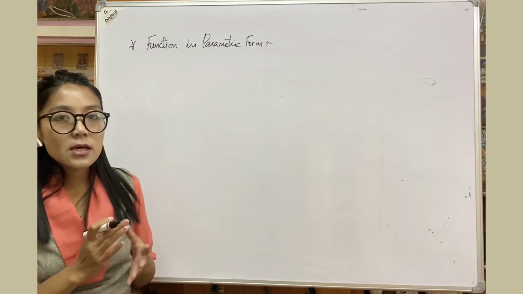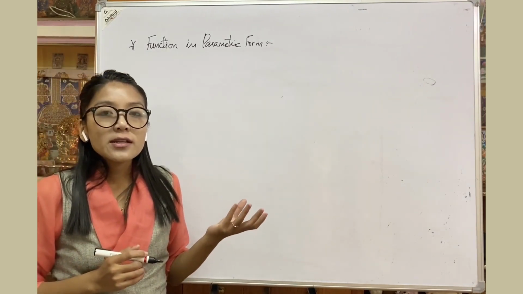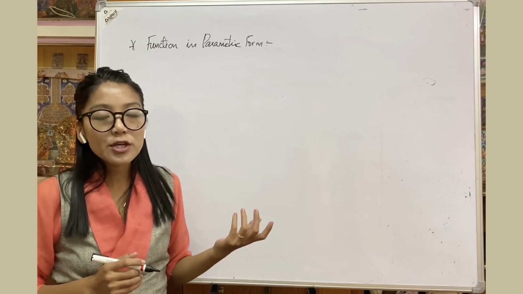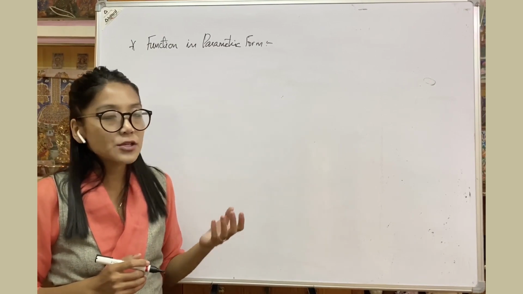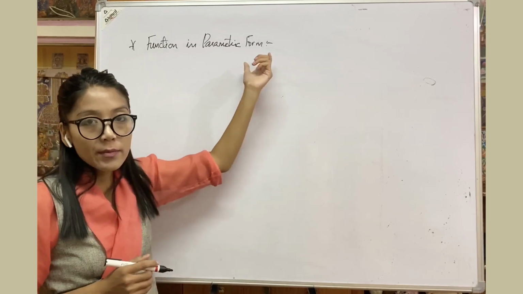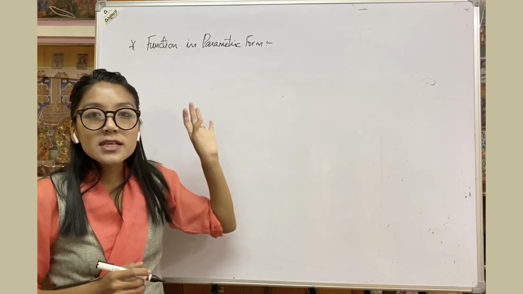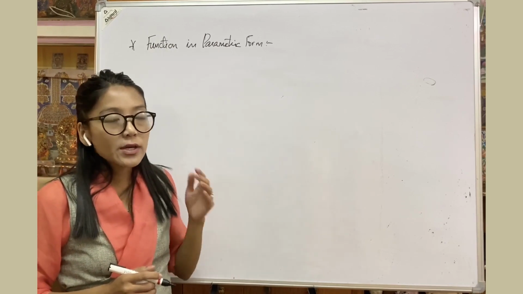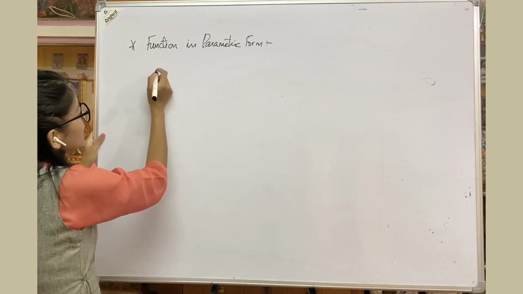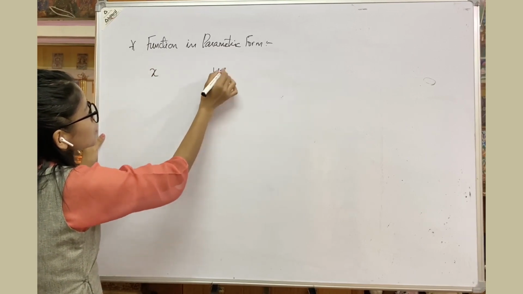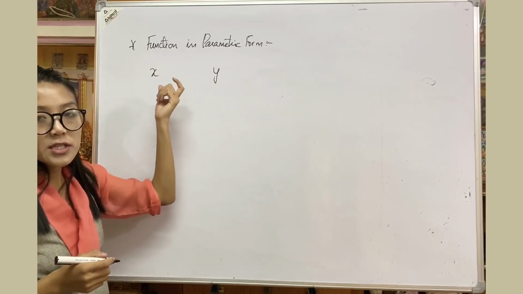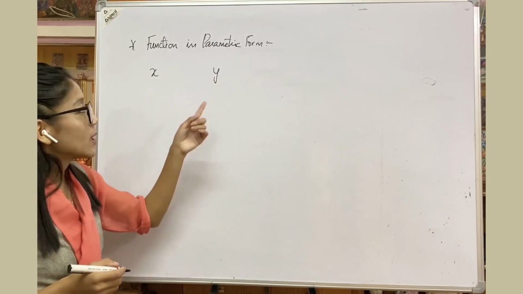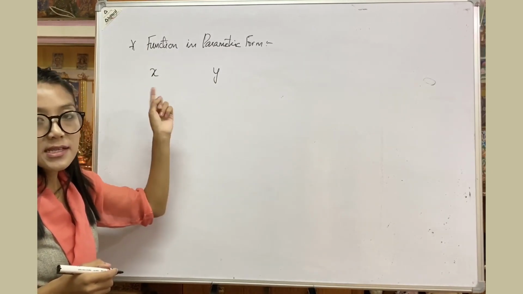Now, every time it is not that the function will be expressed either in explicit or implicit form. So we have a third way of writing a function, that is a function in parametric form. In this case, we introduce a third variable t. Right now, we always express our function in terms of x and represent that with y, so we are dealing with only two variables, x and y.